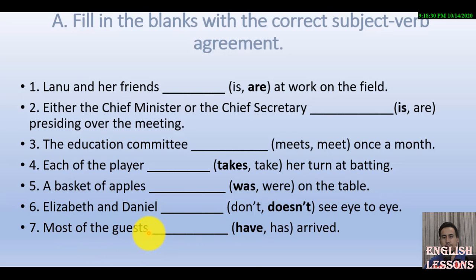Most of the guests, look at the word guest here. We can see here it is plural. So here, most of the guests have arrived. Have is plural, has is singular. Remember that: has is singular, have is plural. So here, the verb has to agree with the subject, and the subject is plural, hence the verb has to be plural. So here, most of the guests have arrived.